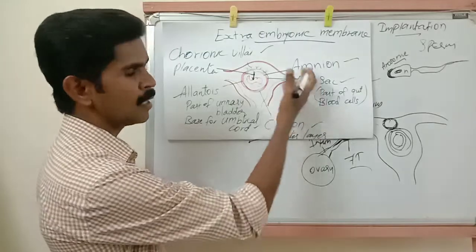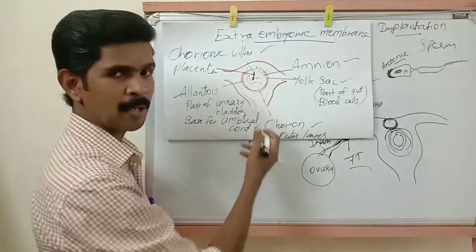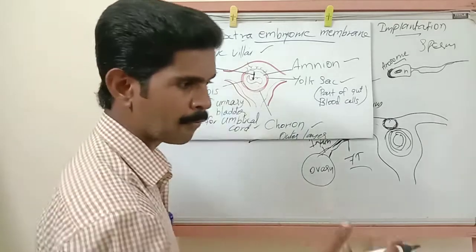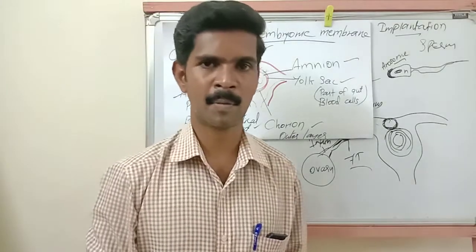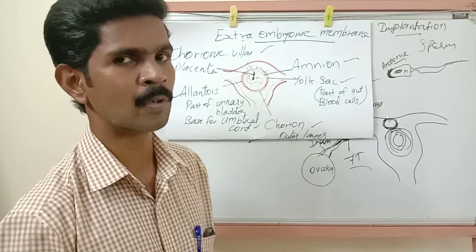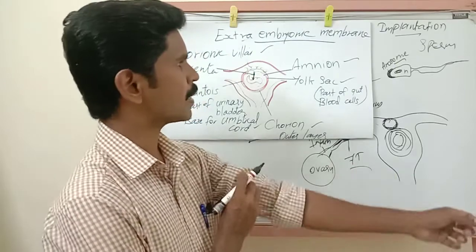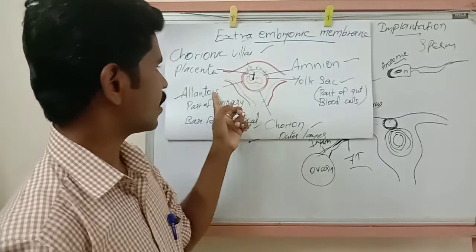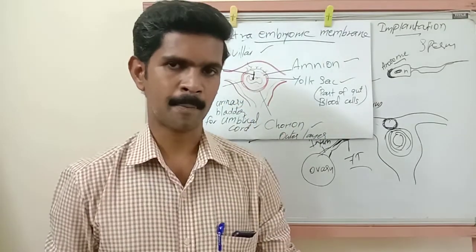Sometimes this diagram may be asked as a 3-mark question. The 2-mark question is, what are the 4 extra embryonic membranes? Like that only they will ask the question. What are the 4 extra embryonic membranes? The first membrane is called amnion. The second one is called yolk sac. The third one is called allantois. And the fourth one is called chorion.